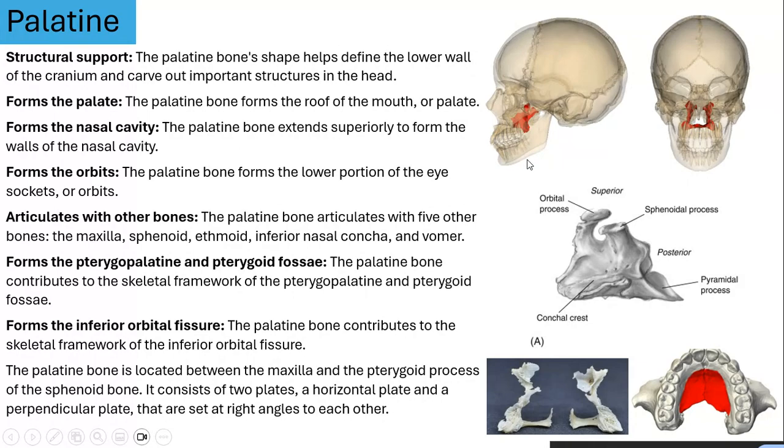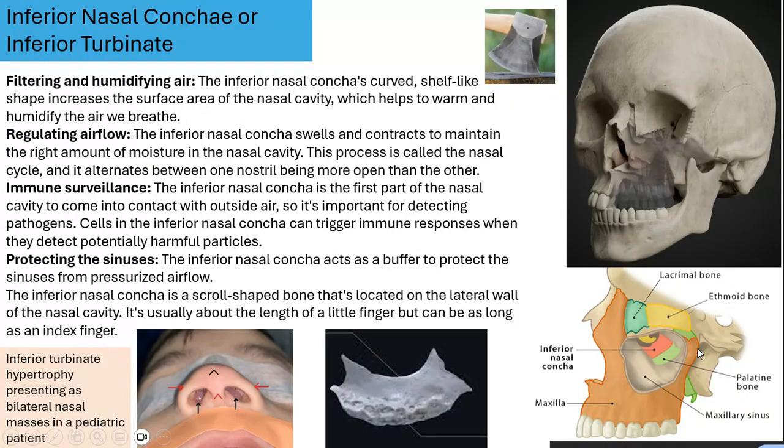Anterior, and there's a lateral view. This is the palate of the mouth. Inferior nasal conchae, or inferior turbinate, they call it turbinate too. So it looks like an X. This is a particular thing, like a mass: inferior turbinate hypertrophy presenting as bilateral nasal masses in pediatric patients. As you can see, bilateral nasal masses. This is a hypertrophy.